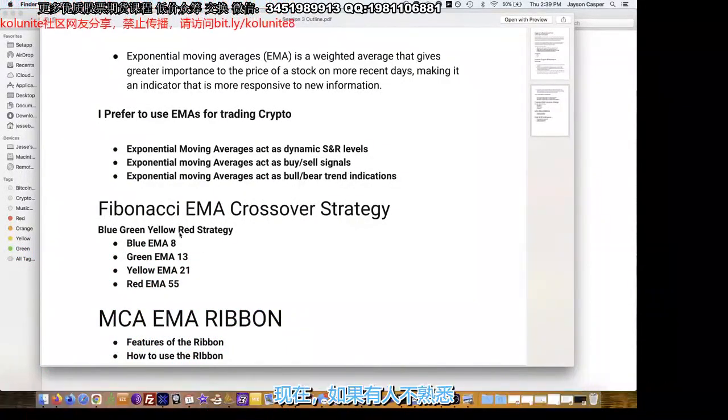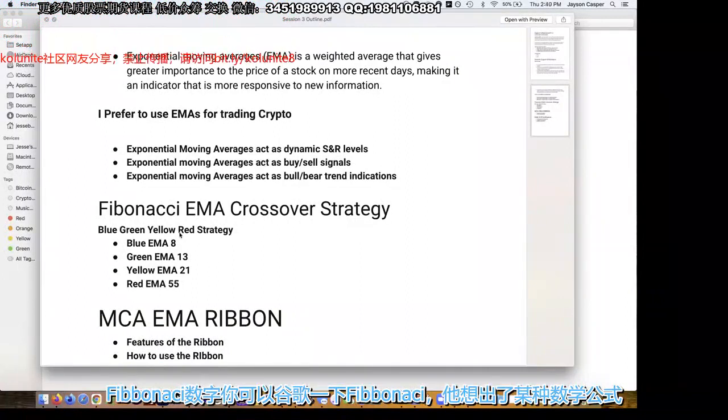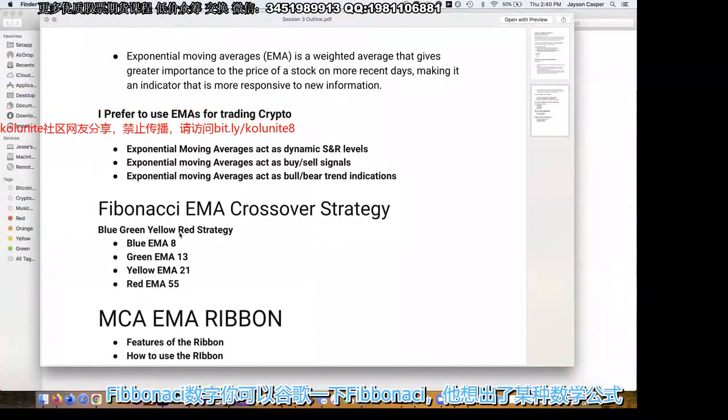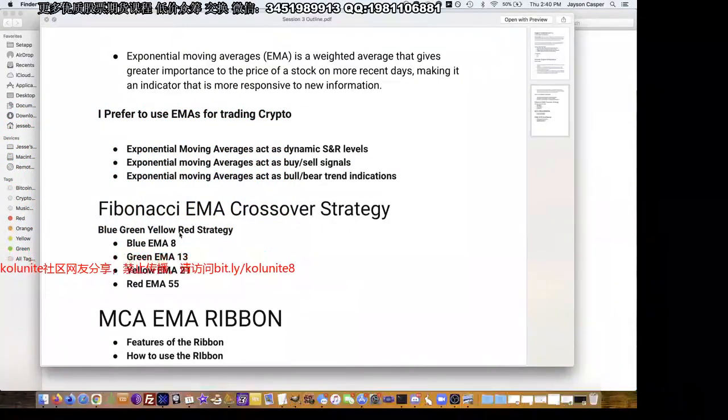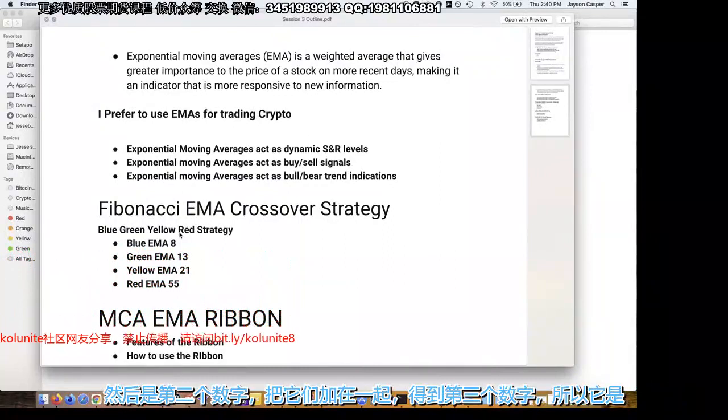Now, if anybody is unfamiliar with Fibonacci numbers, you can Google the guy Fibonacci who came up with this mathematical formula that's found everywhere in creation. Everywhere in creation, you see this pattern, and basically, you're taking one number and then the second number, adding them together and getting the third number.